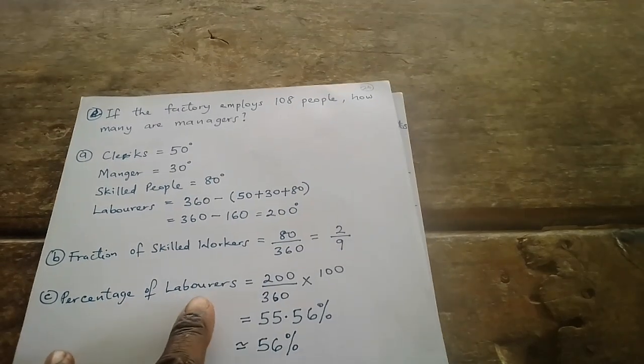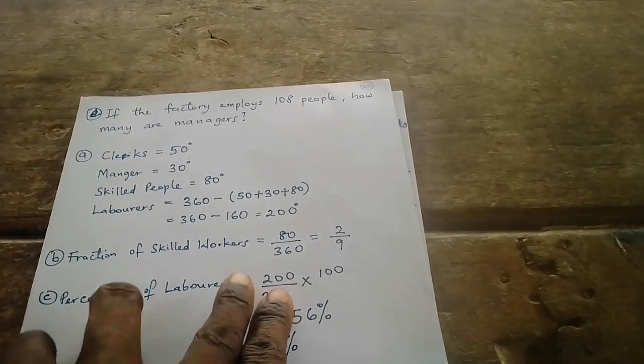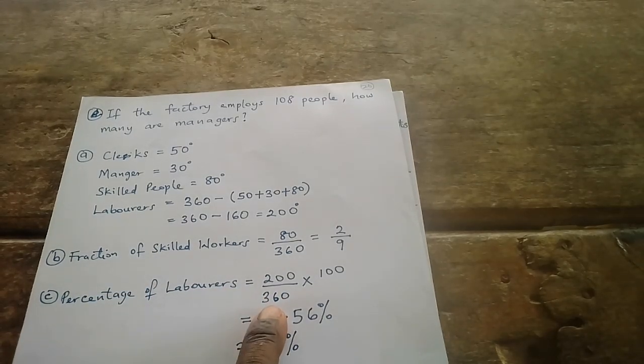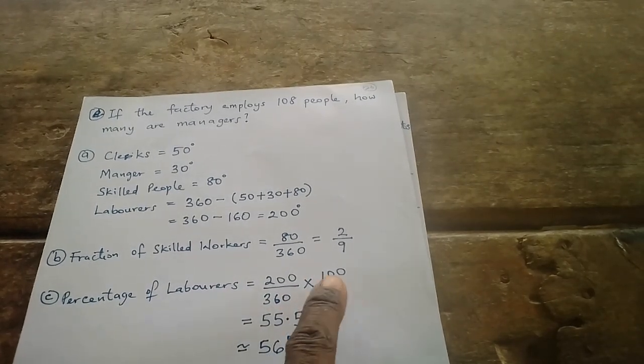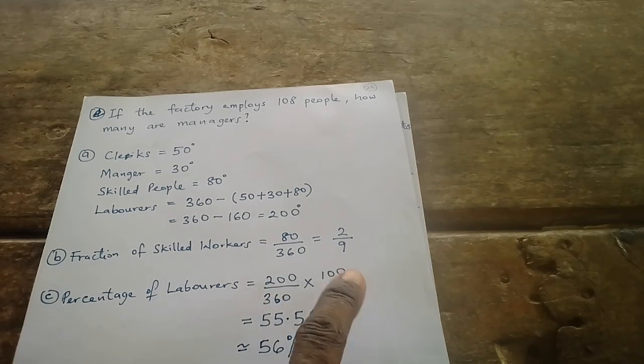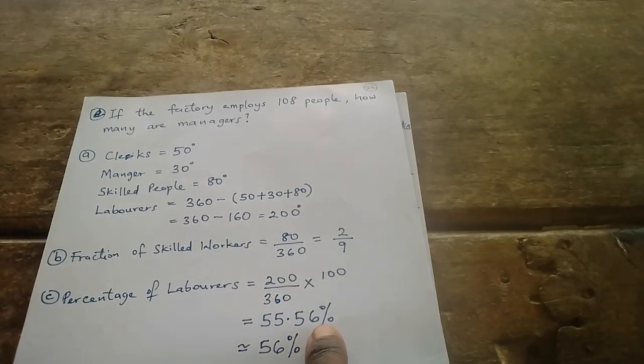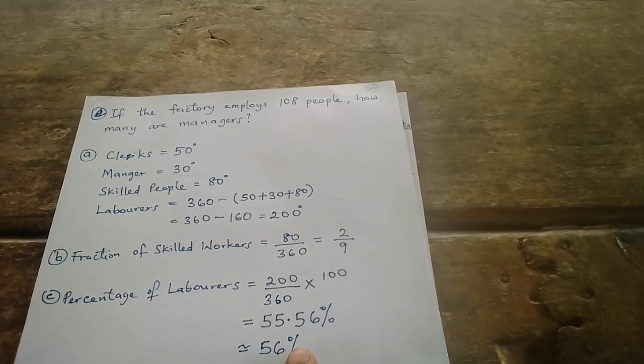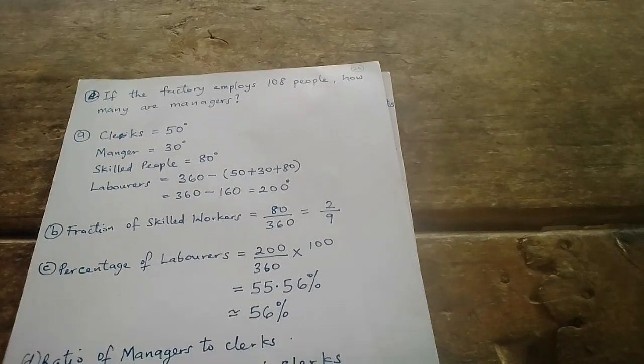So the percentage of laborers: the sectorial angle for laborers over 360, which is the sum of angles in a circle, times 100. With this, it will give you 55.56 as a percentage. That means the same thing as 56 degrees to the nearest whole number.